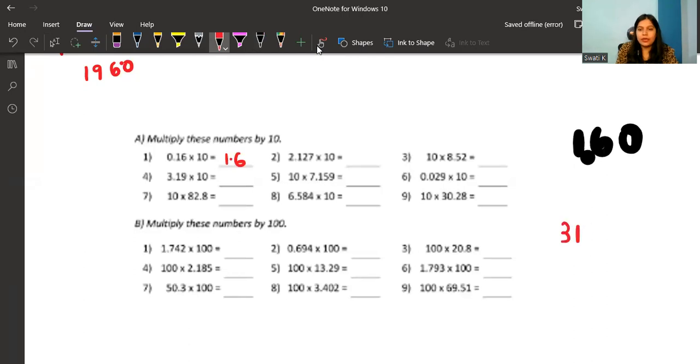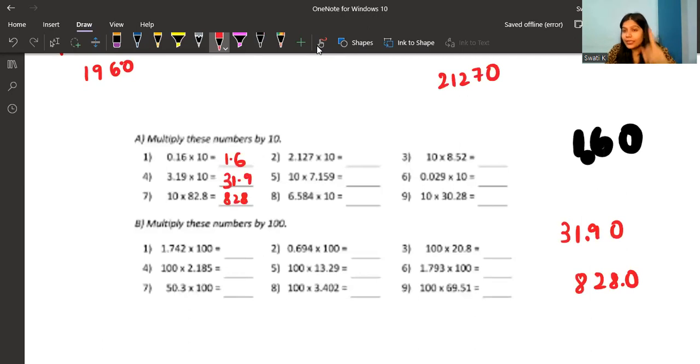So it is 3190 and the decimal here. So it is 31.9. 10 into 82.8. So that is 8280 and then the decimal will come here. So it is 828. Next. 2.127 into 10. So it is 21270. 3 digits. After decimal, 3 digits. So 1, 2, 3 and then put a decimal here. And 0 you can remove. So the answer is 21.27.